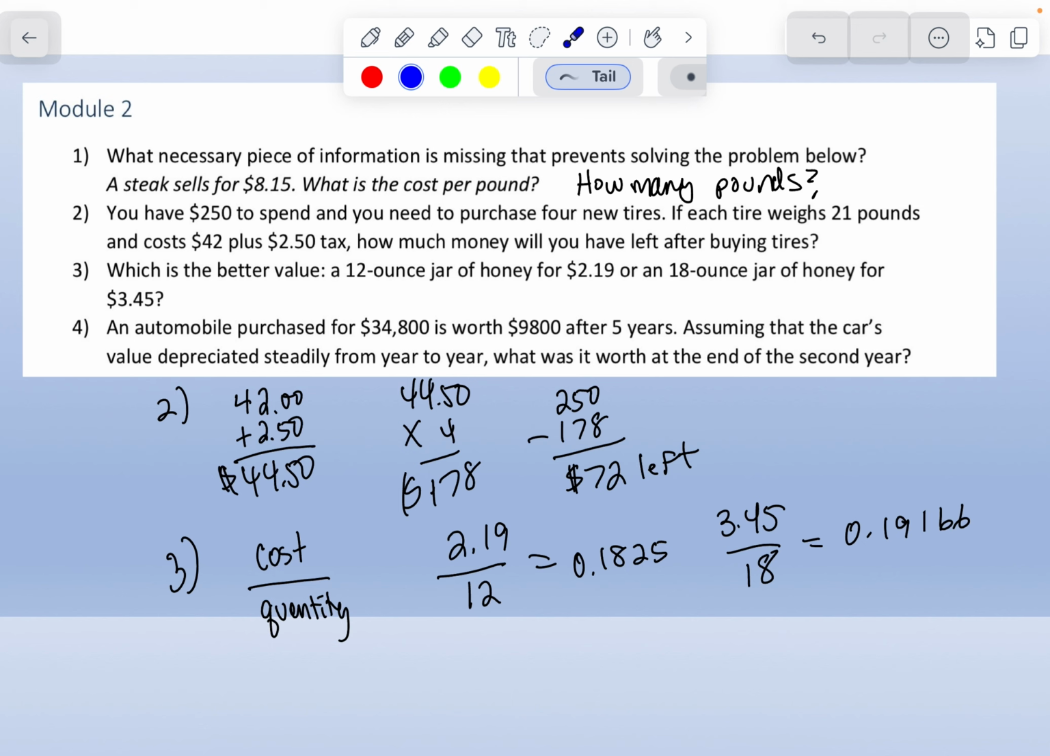Now it says, if you go back, always read that question again, which is the better value? So if you notice, a better value would mean it's cheaper, it's less. So this one is the better value. The 12-ounce jar is a better value, okay?